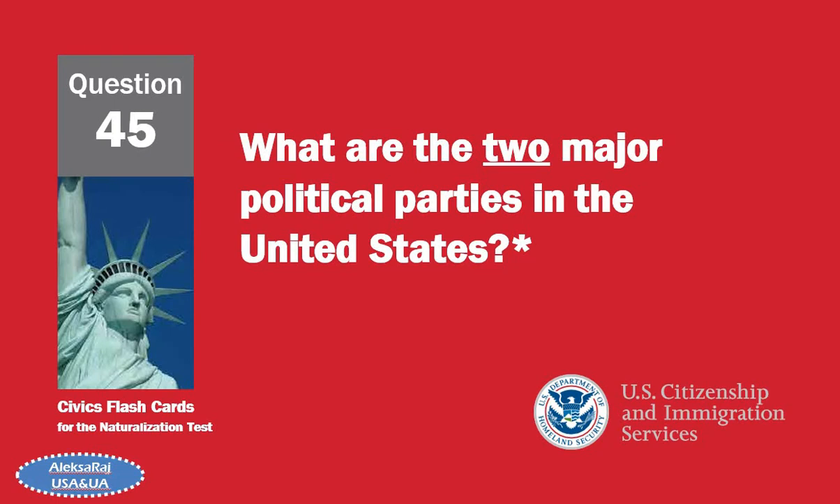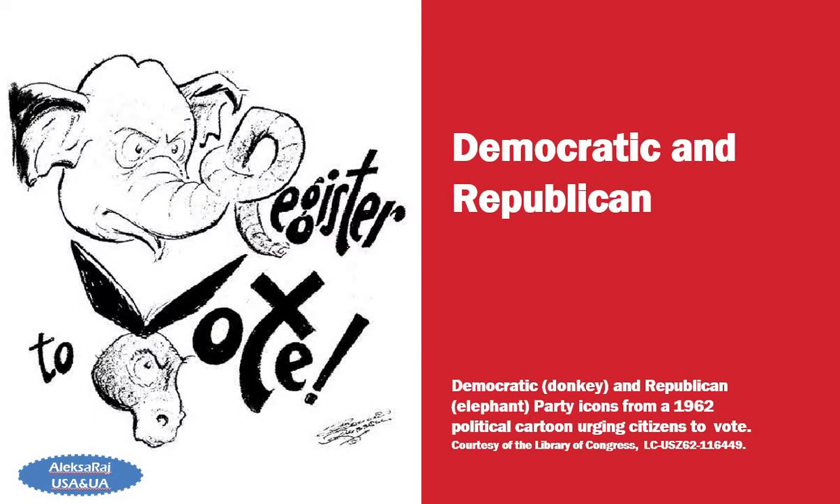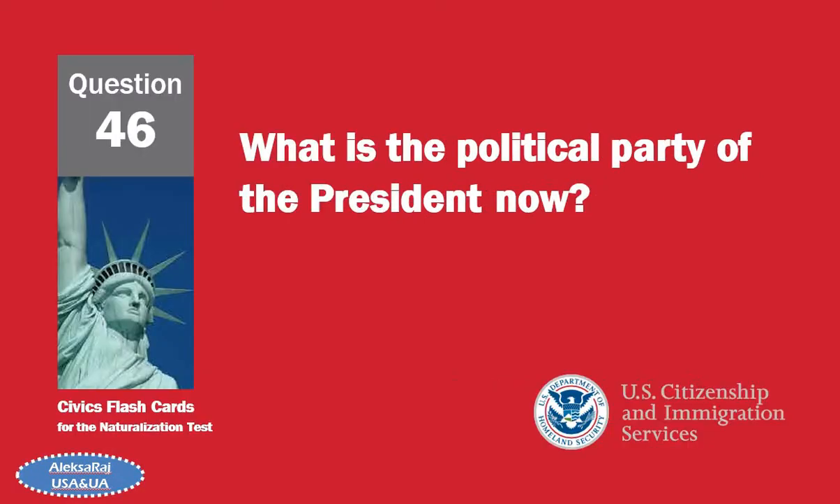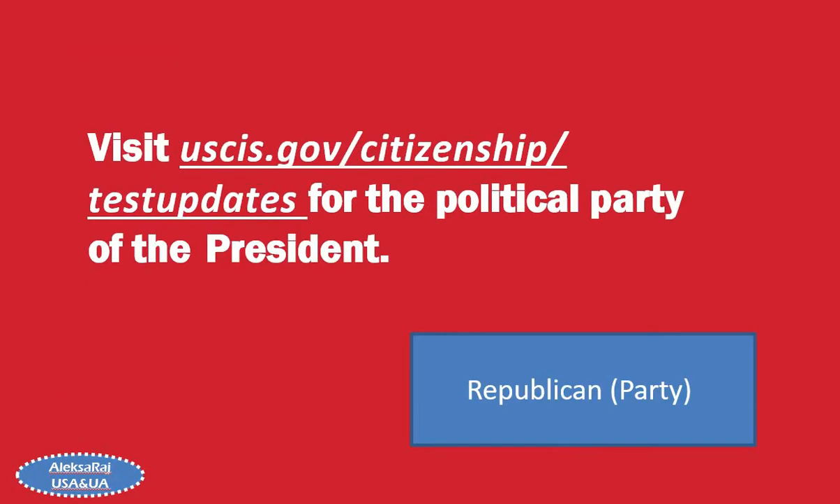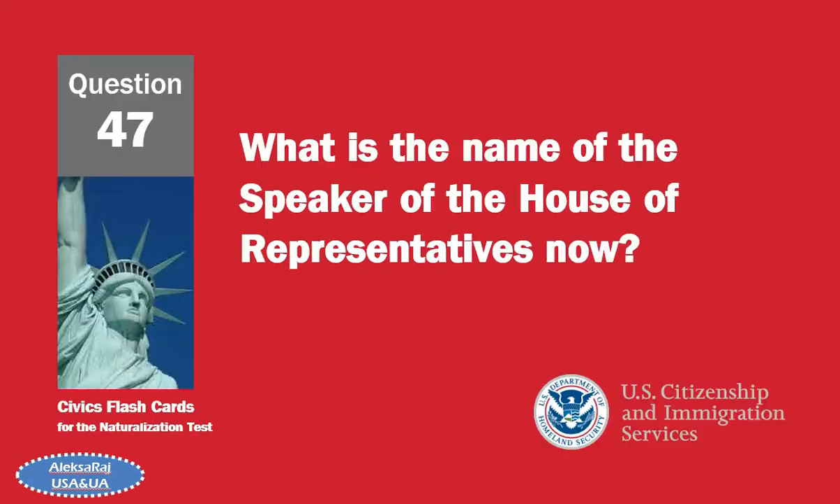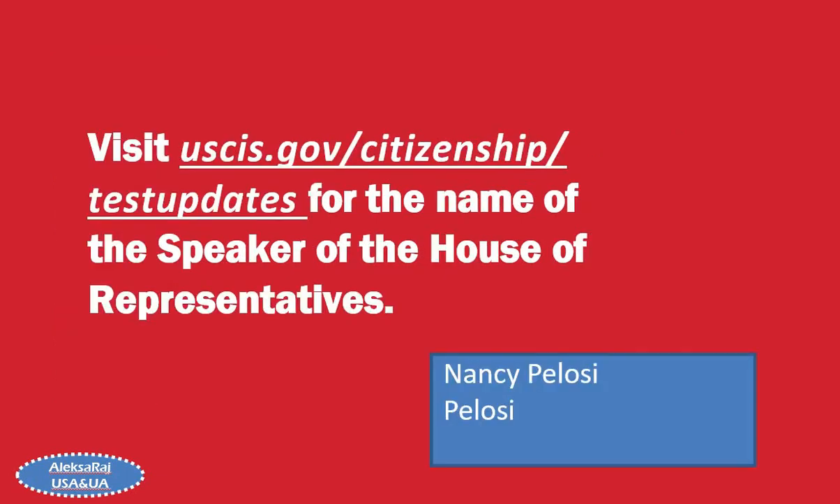What are the two major political parties in the United States? Democratic and Republican. What is the political party of the president now? Visit uscis.gov/citizenship/test updates for the political party of the president: Republican Party. What is the name of the Speaker of the House of Representatives now? Visit uscis.gov/citizenship/test updates for the name of the Speaker of the House of Representatives: Nancy Pelosi.